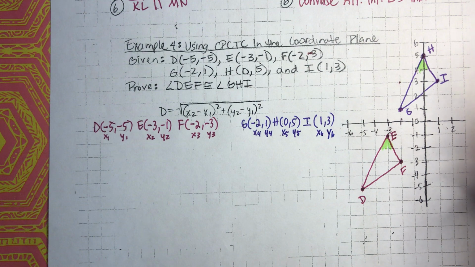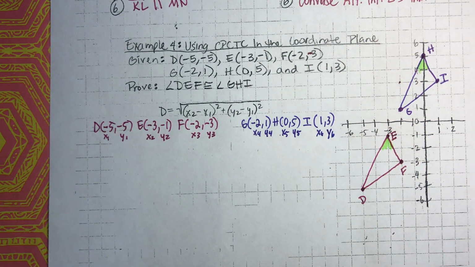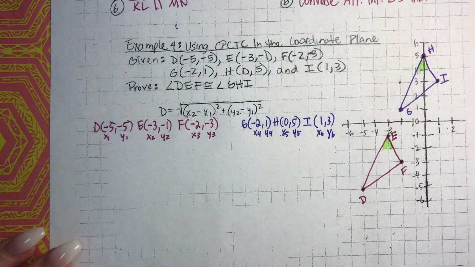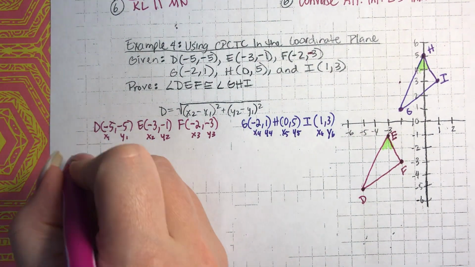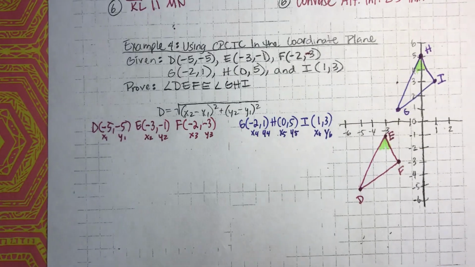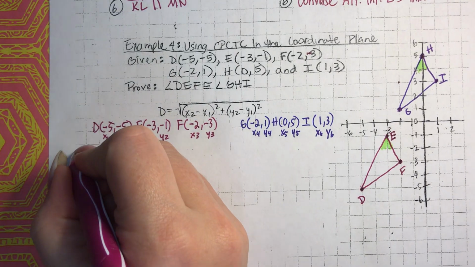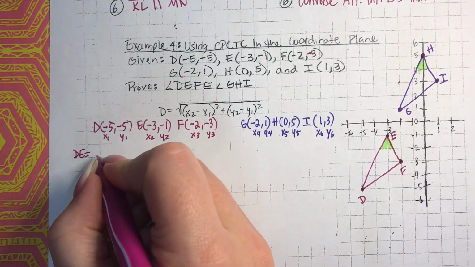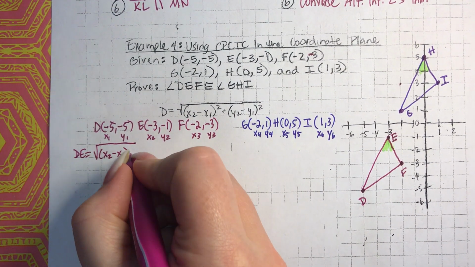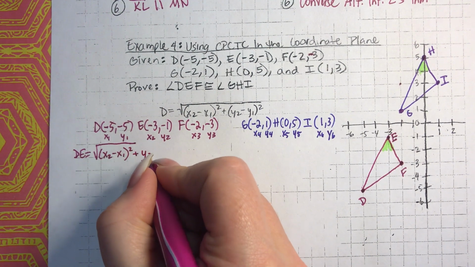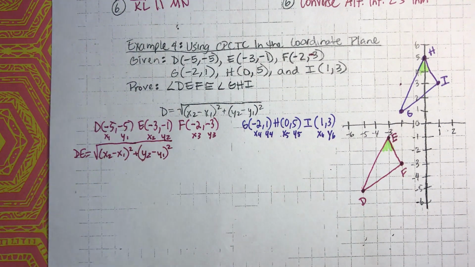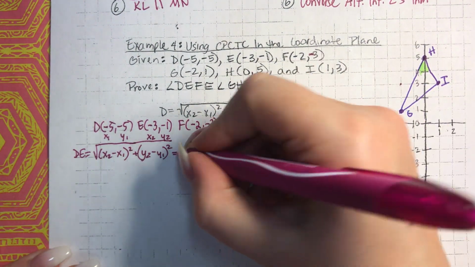Okay, all right. Now we just got to start with the distance formula. So I'm going to do this triangle in this pen and that triangle in that pen just to keep things separate a little bit. So DE, I'll do the first side here, DE. So we'll go DE first. Okay, it doesn't matter which one you do first, but that's what I'm doing. So DE is going to equal the square root of x2 minus x1 squared plus y2 minus y1 squared, okay? And then I'm going to substitute in.